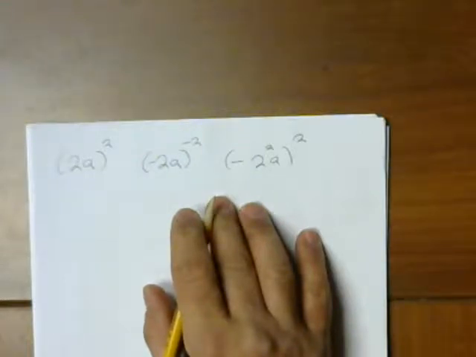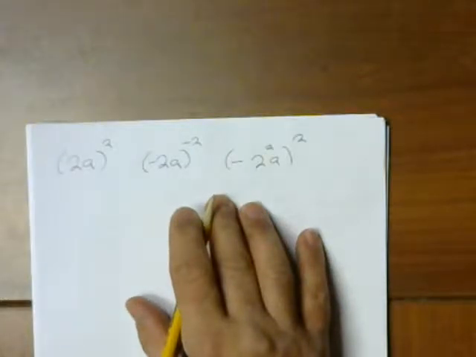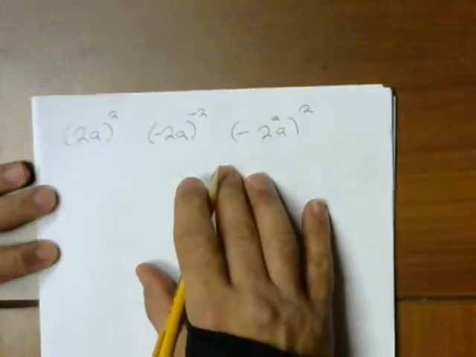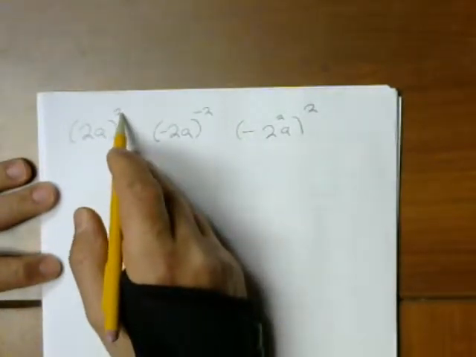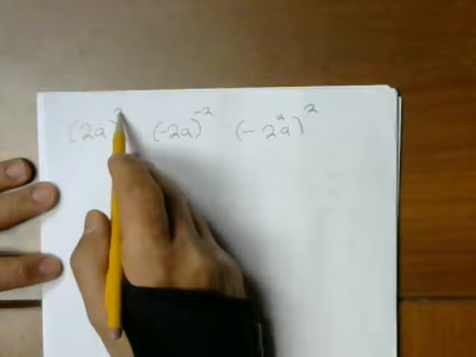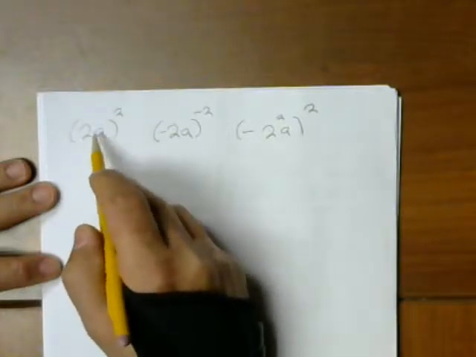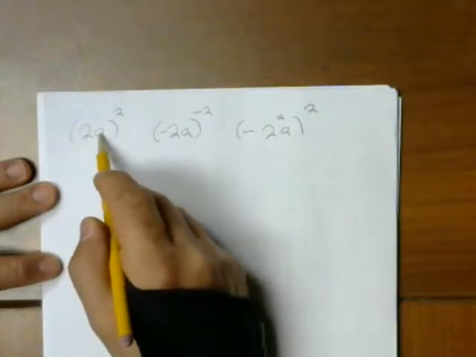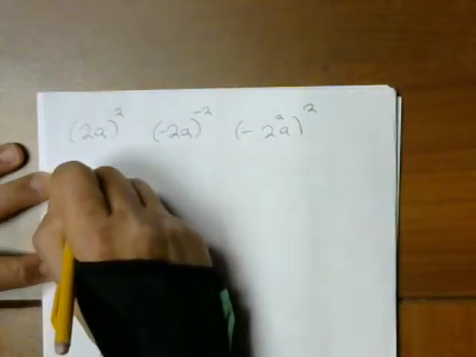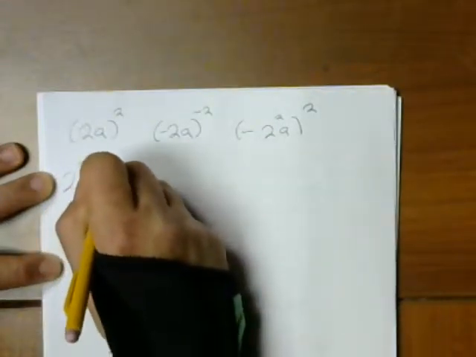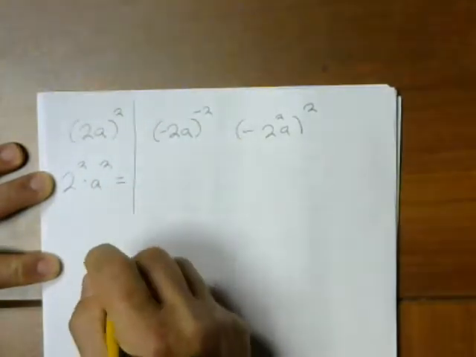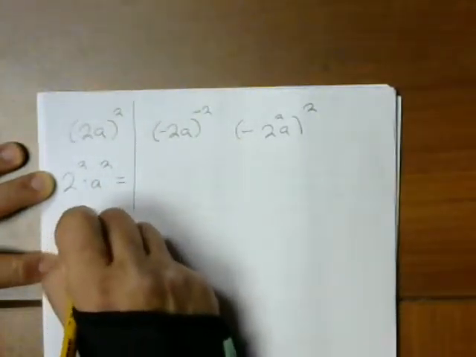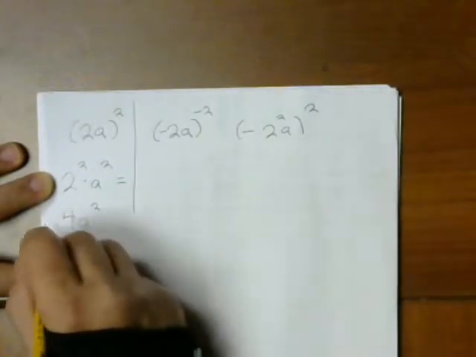Okay, now we're going to look at some expressions that maybe use that power of a product rule that we just learned before. So, over here, we have (2a) squared. Remember what our rule says. It says that we can apply the exponent to each of the things individually. So if we have (2a) squared, this is 2 squared times a squared, which is just going to be 4a squared. And we're done.